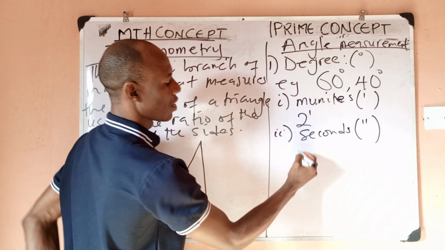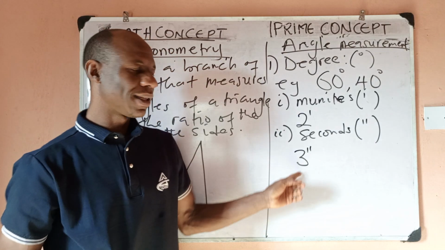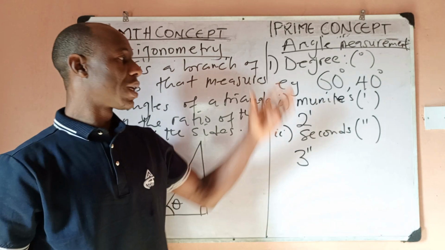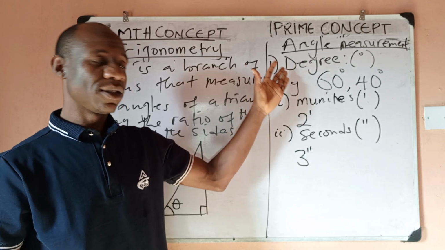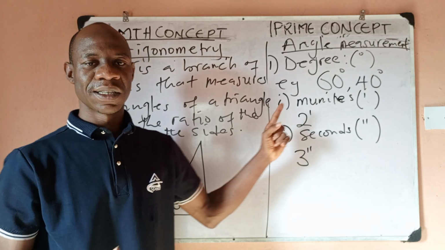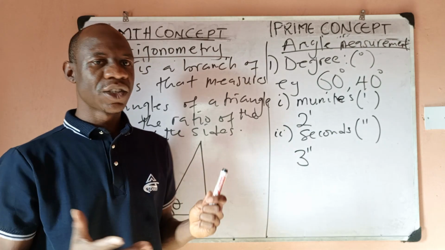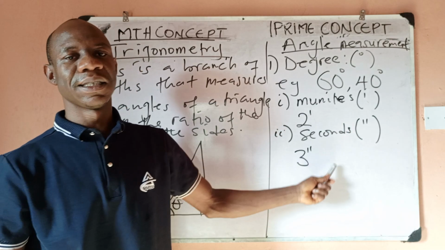Double prime. So when you see something like 3 with a double prime, this simply means 3 seconds. So we are still considering the first, which is degree, and we said degree can also be talked about in terms of minutes or in terms of seconds. So what is the relationship between the normal degree, the minutes, and the seconds?